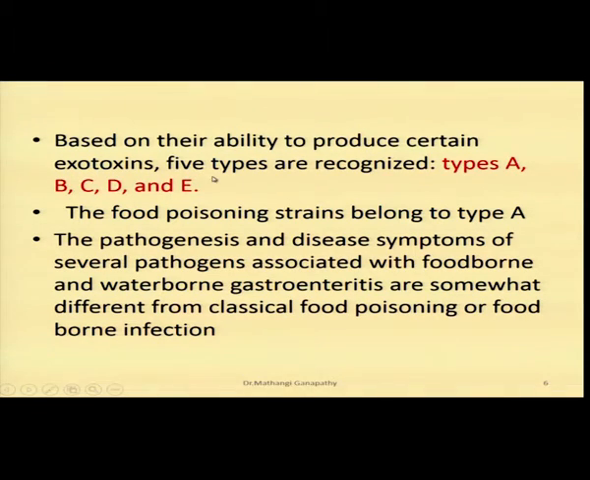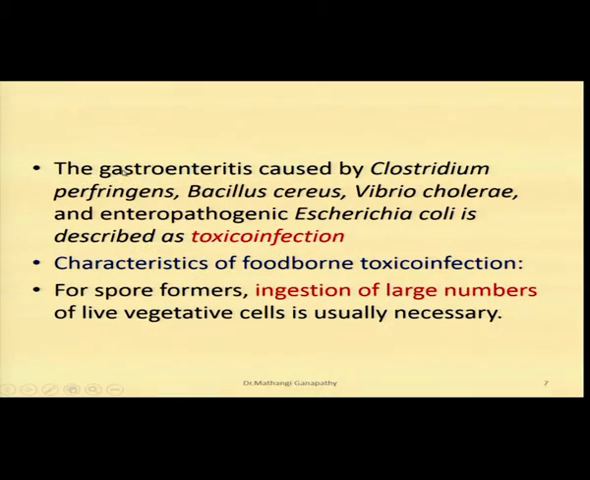Based on their ability to produce certain exotoxins, 5 types are recognized: types A, B, C, D, and E. And the food poisoning strain belongs to type A. The pathogenesis and the disease symptoms of several pathogens associated with foodborne and waterborne gastroenteritis are somewhat different from the classical food poisoning or foodborne infection. Gastroenteritis, which is caused by Clostridium perfringens, Bacillus cereus, Vibrio cholerae, and enteropathogenic E. coli, we call it a toxico-infection.